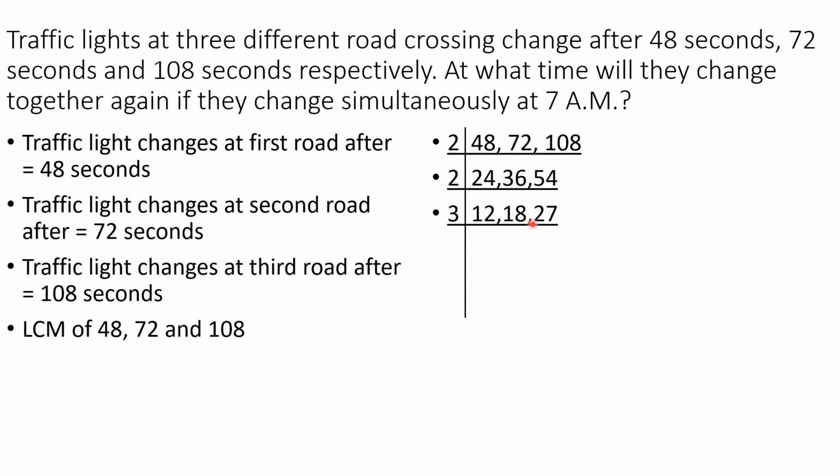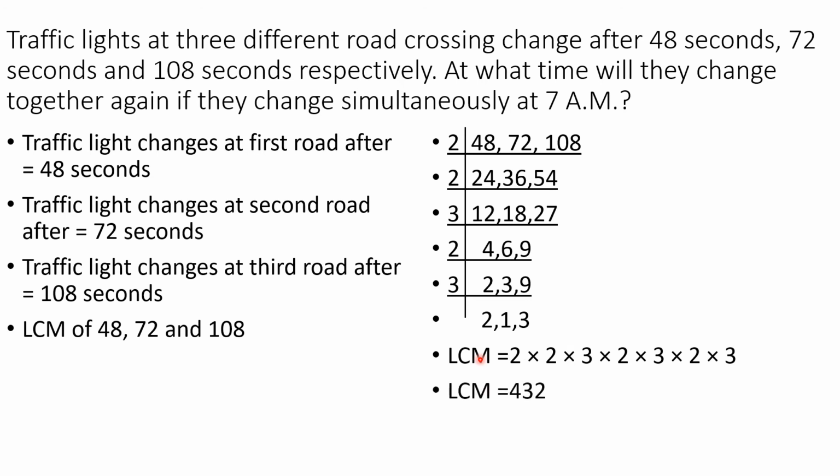12 and 18 are divisible by 2 but not 27. So what is a common divisor for all these three? Yes, 3. So we will divide by 3. 3 4s are 12, 3 6s are 18, 3 9s are 27. Now there is no common divisor for all three, but yes, for any two there is a common divisor. So we will take 2, 2 2s are 4, 2 3s are 6 and 9. Again there is a common divisor for 3 and 9. So we will take 3 and 2 as it is. 3 1s are 3, 3 3s are 9. So our LCM will be this 432.